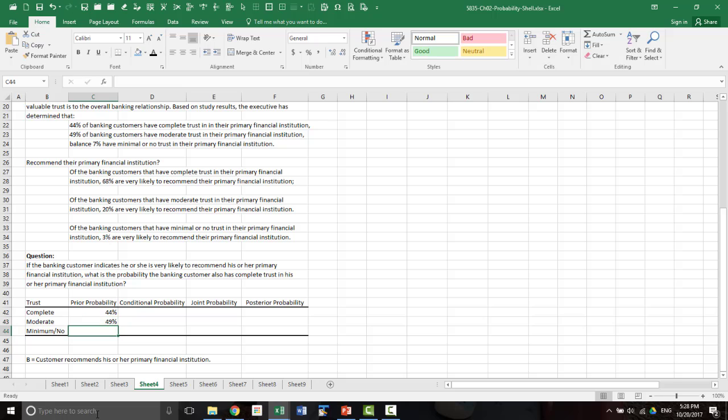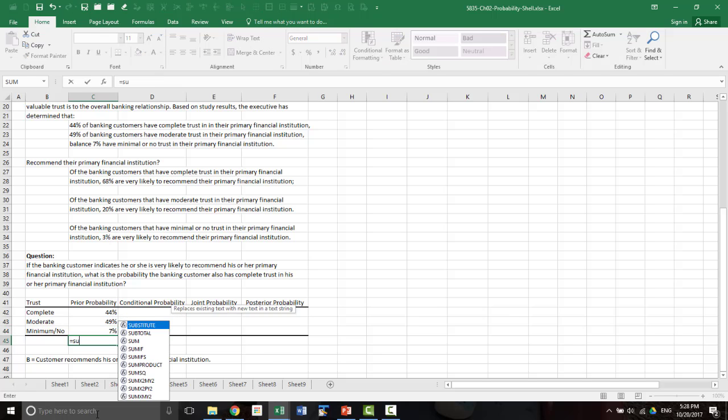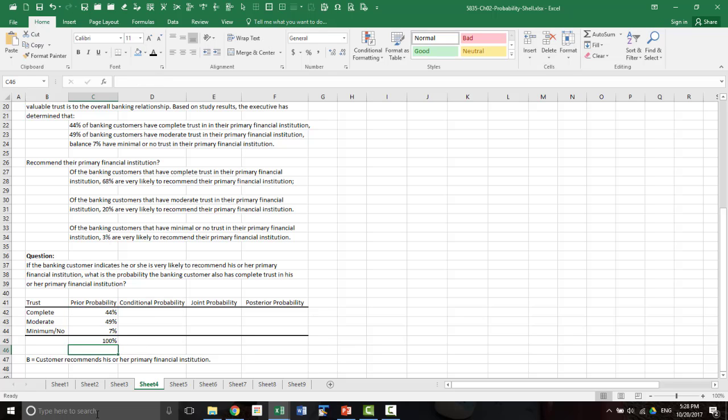49% and 7%. For this to be valid, the sum should be equal to 1. And it is. So 100%, which is 1. That's good. Now, the conditional probabilities.